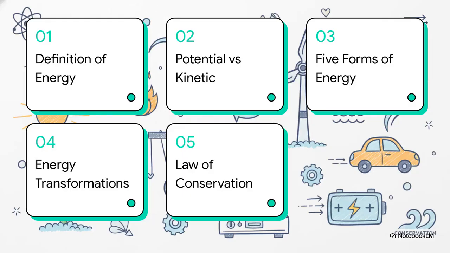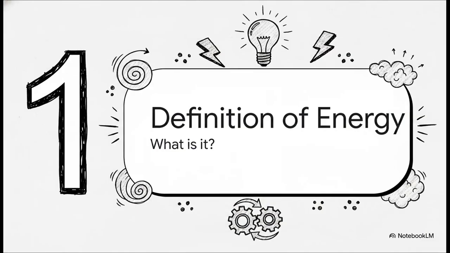So, here is our roadmap for today. Number 1, the definition of energy. 2, potential versus kinetic energy. 3, 5 forms of energy. 4, energy transformations in action. And finally, number 5, the law of conservation. Let's get into it. Starting with section 1, the definition of energy.